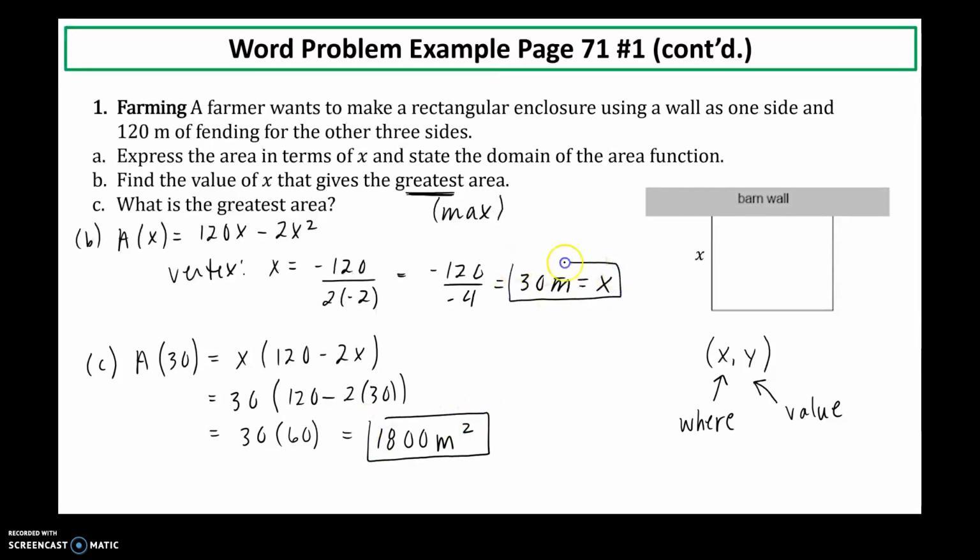Okay, so notice the difference in the answers between B and C. Part B is asking what value will maximize it. Part C is asking what the actual maximum is.